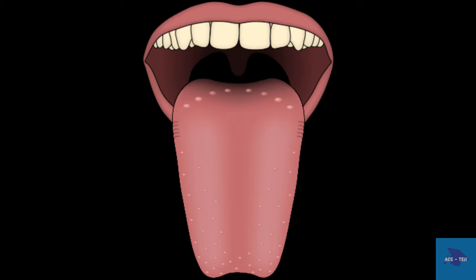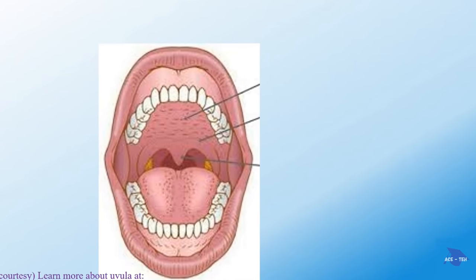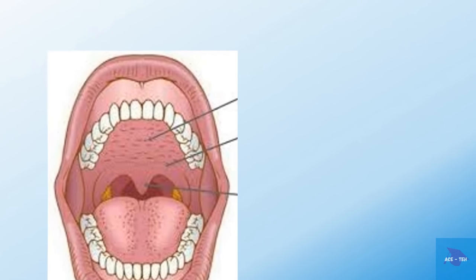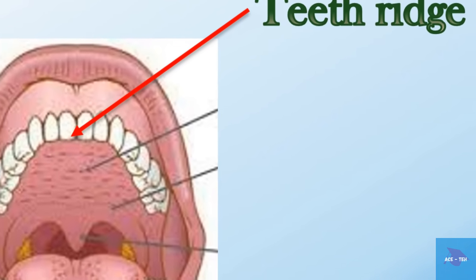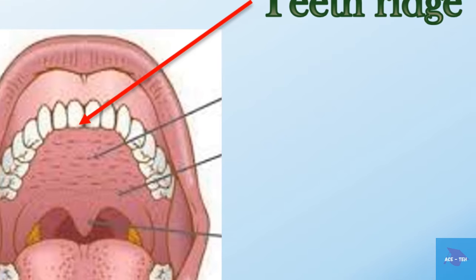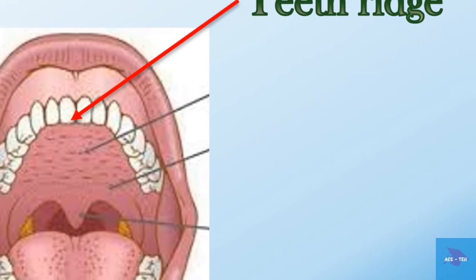I want you to try moving your tongue and touch the part immediately behind your upper teeth. What do you feel? You can feel a hard convex serrated part. That is called the alveolar ridge or alveolum. Now again move your tongue a little back and you can feel a hard concave area behind the teeth ridge. This part is called the hard palate.